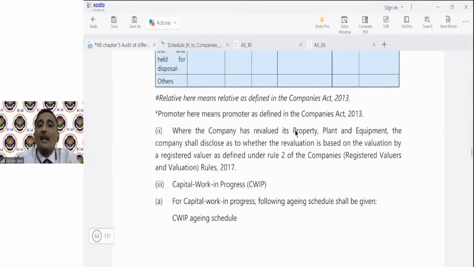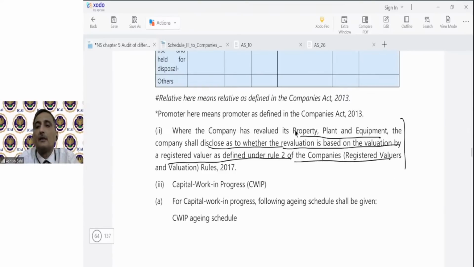And where the company has revalued its property, plant, and equipment, the company shall disclose whether the valuation is based on the valuation by a registered valuer. So again, this we were discussing. If the company has revalued its PPE items, then it has to be disclosed whether a valuation has been made by a registered valuer.